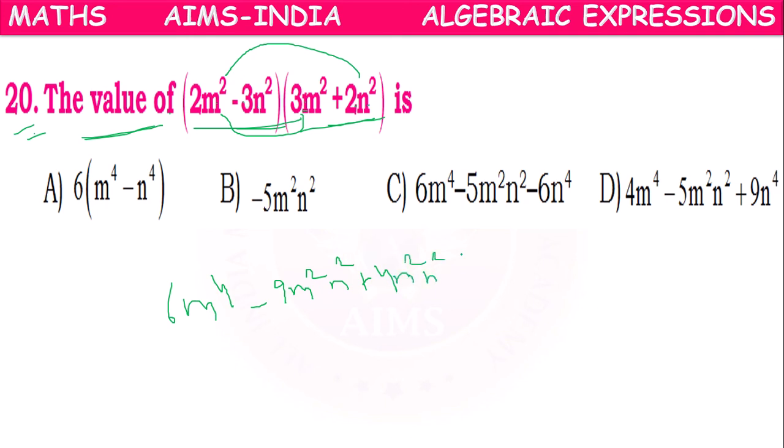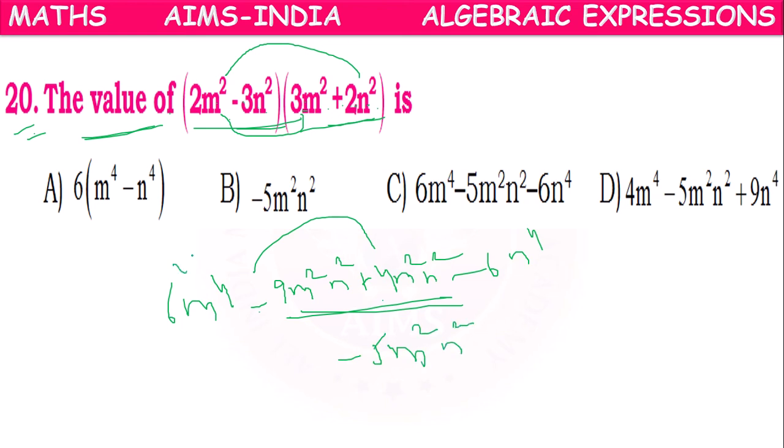So, m square plus 2 into minus 3, minus 6, n square into n square, n power 4. Middle terms are same, like terms, we can simplify them. Minus 9 plus 4 equals to minus 5, m square, n square. So, first term is 6m to the power of 4. Second term is minus 5 m square, n square. Third term is minus 6 n power 4. So, option C is correct.